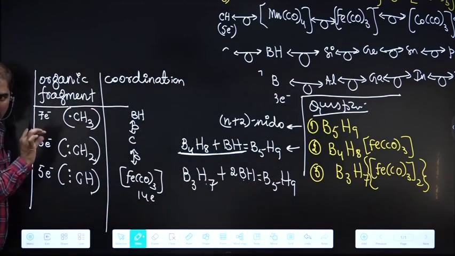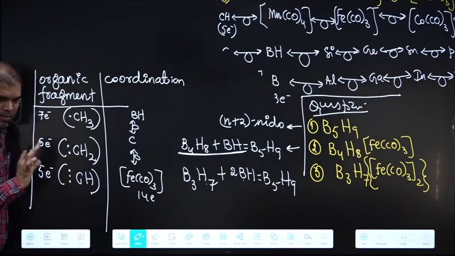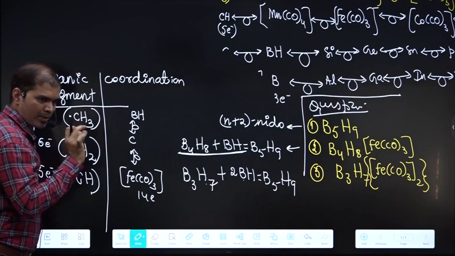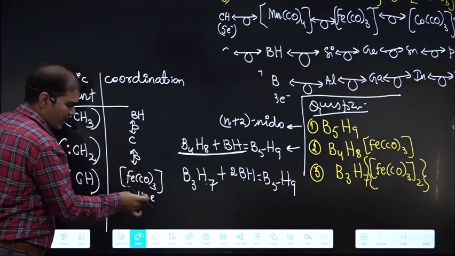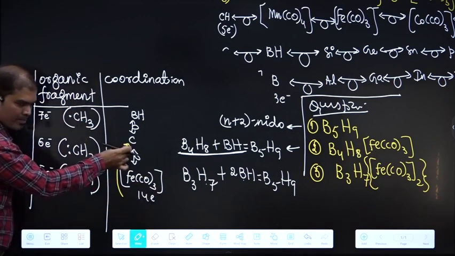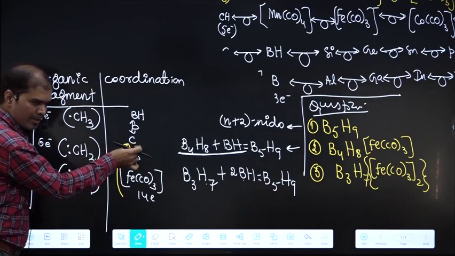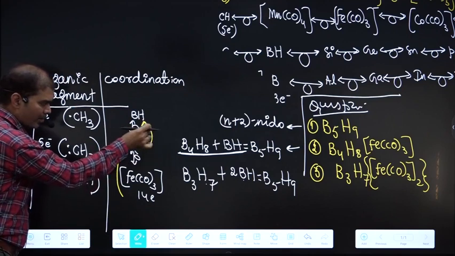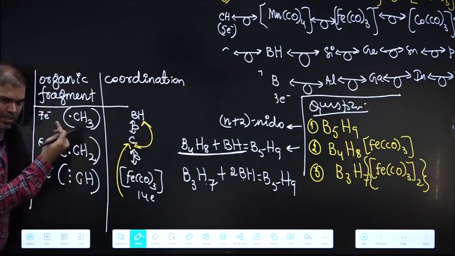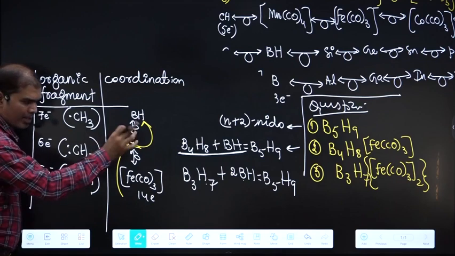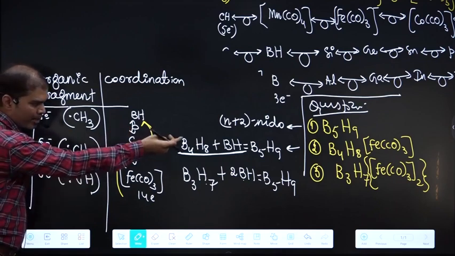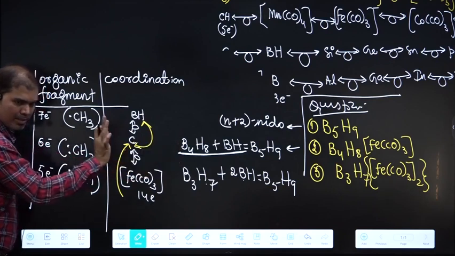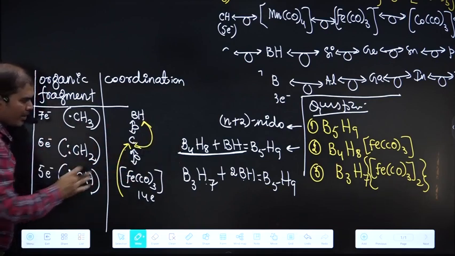So what is the question based upon? Hoffmann isolobal analogy. Okay. They have given you Fe(CO)3. Fe(CO)3 is a 14 electron system. A 14 electron system is isolobal with a 4 electron system. A 4 electron system is a carbon. But I am trying to put it into borane terms. So CH is isolobal with a BH. BH is a 4 electron system. So everything I am putting into a borane. Now simply I am getting B5H9. It is a nido structure. Okay. So that is how you have to work it out.